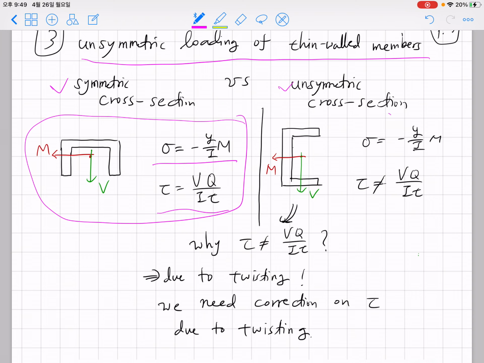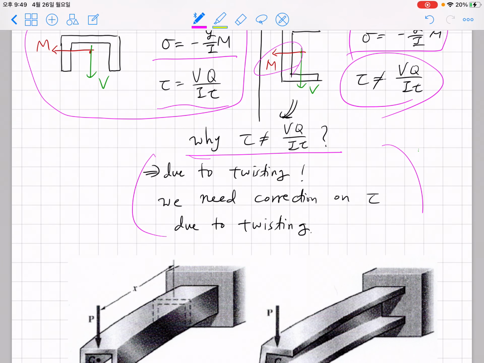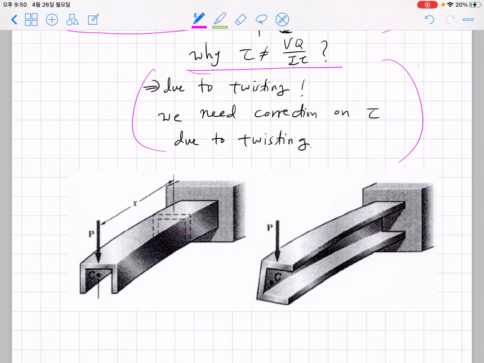lectures. Regarding the unsymmetric loading, unfortunately, even though we can apply the normal stress equation which we already have done in previous lectures, we cannot apply the expression for shearing stress. And why can we not apply this? It is because of the twisting. Even though I cannot tell you the full mathematical detail about the twisting and why we cannot apply this equation, the physical reality is the following.